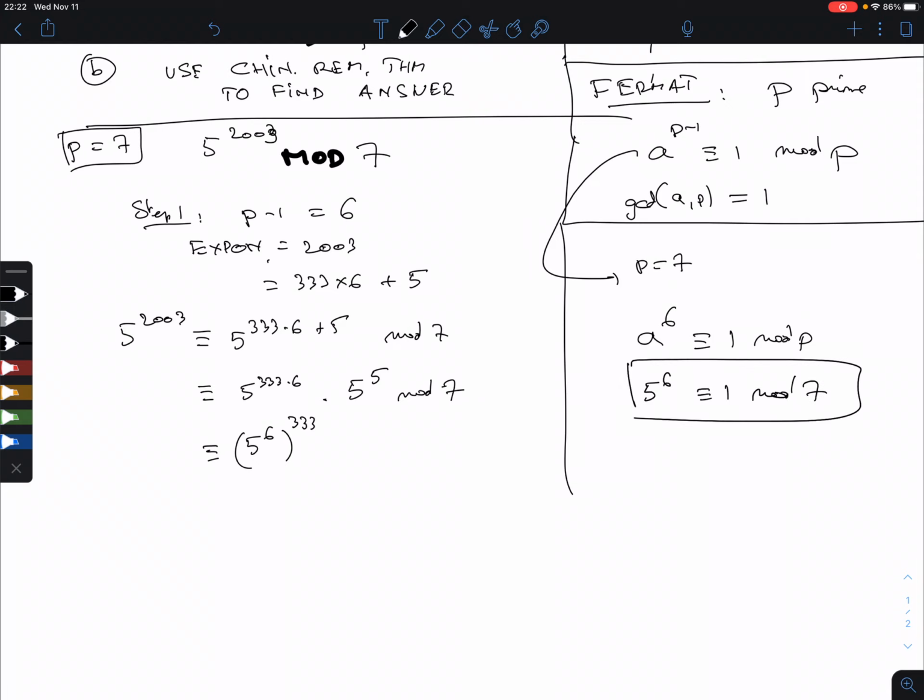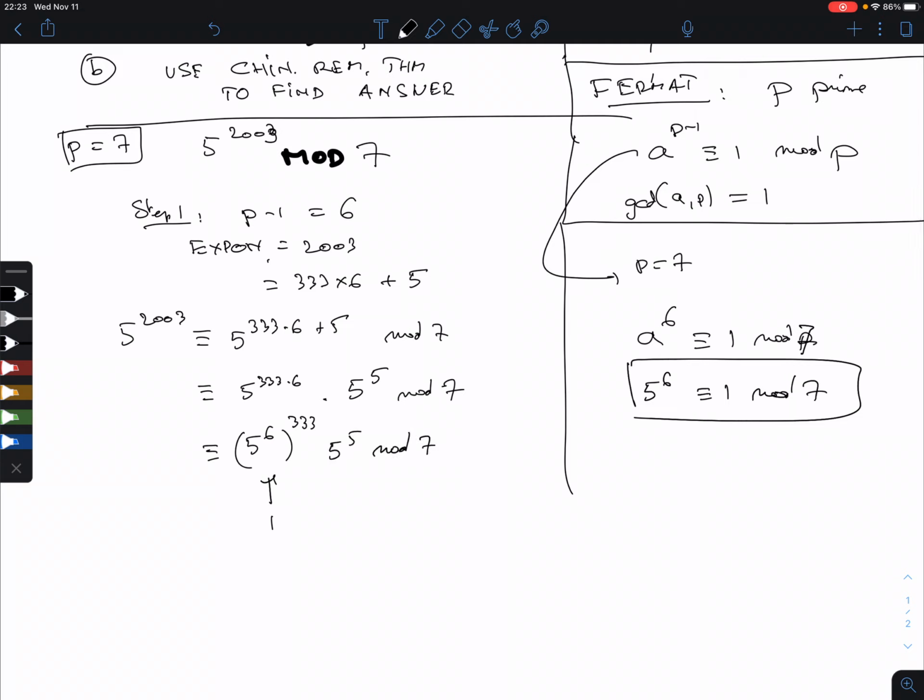This is a special case. Oh, sorry, I wrote p here, but I meant 7, right? So this is a special case. So this whole thing inside is 1, and now I raise it to the 333 power. It doesn't matter what power it is, it's still 1. So this whole thing is 1, and so we have only this one to calculate.